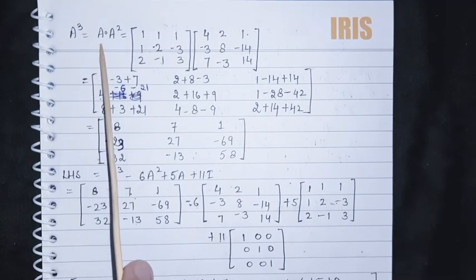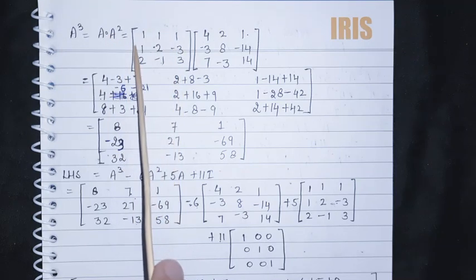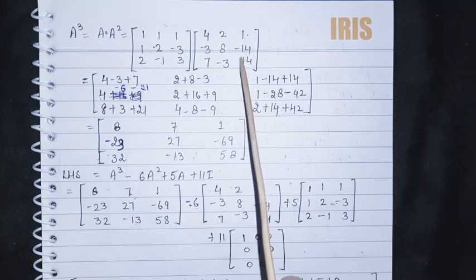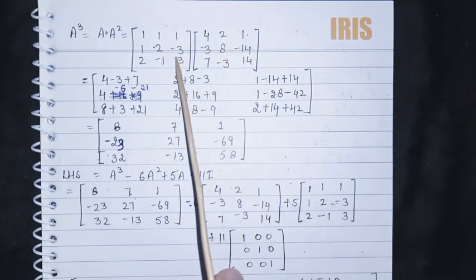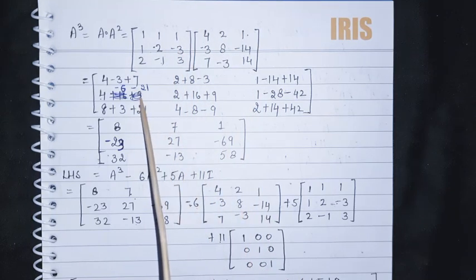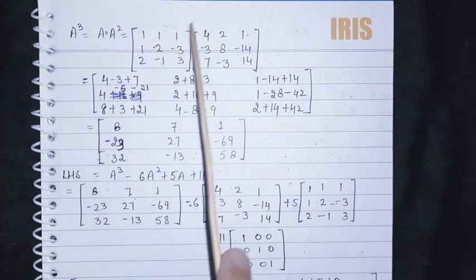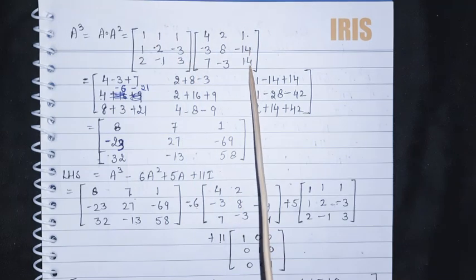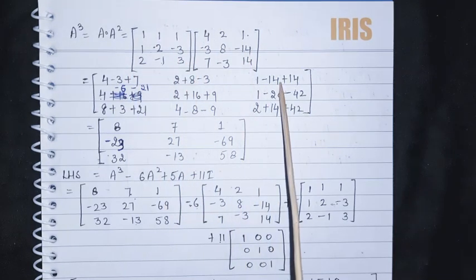So A cube equals A multiplied with A square. This is the value of A which was given in the question, and just now we have calculated A square. Once again we will multiply these two matrices with the same method: first row and first column, then first row with second column, and then first row with third column. This way we'll get these three elements.